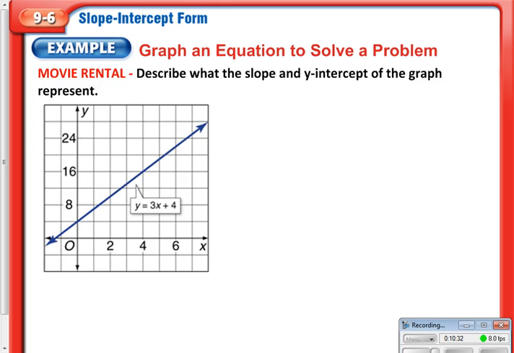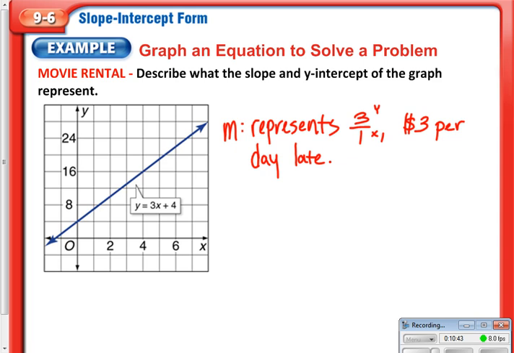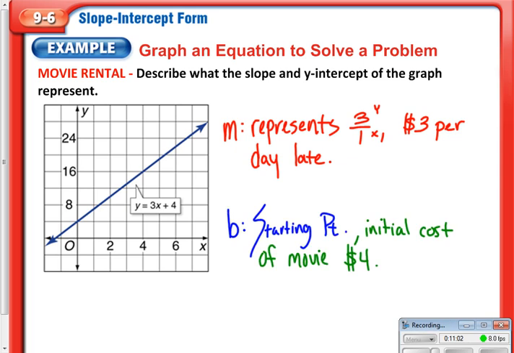Next part, it says movie rental. Describe what the slope and the y-intercept of the graph represent. Your slope, m, represents 3 over 1. Remember, 3 is dealing with the y value, 1 is dealing with your x value. So that's basically saying $3 per day late. So you owe $3 for each day late. Your b value, your y-intercept, remember, is basically your starting point. Basically that is your initial cost of the movie. So when you first rented that movie, it was $4 prior to any late days.